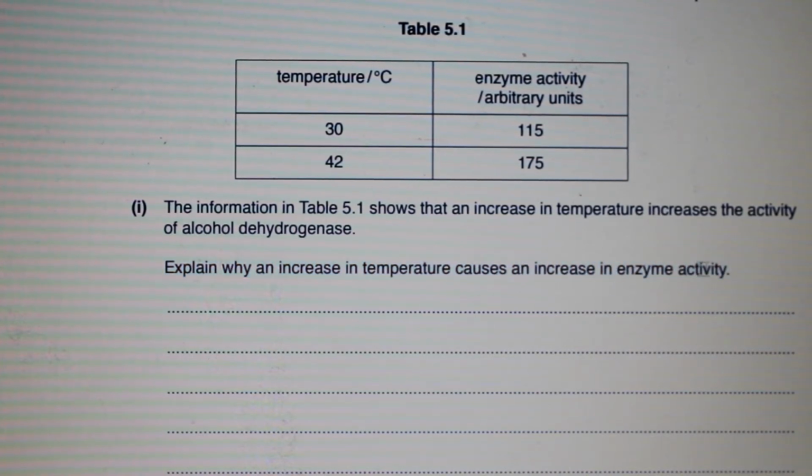Well, we've learned that if there's an increase in temperature, that this will actually increase the amount of kinetic energy of the molecules moving around. This will result in faster moving molecules, which will result in more collisions between substrate molecules and our enzymes. This will result in more substrates binding to the enzyme's active site, so more successful collisions, and this is why with the increase in temperature there's an increase in enzymatic activity.